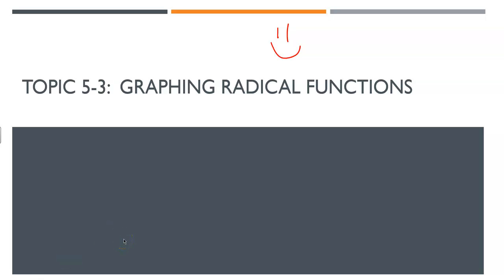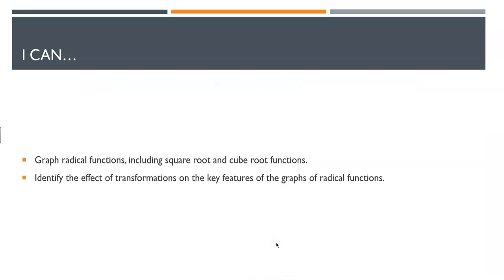Class. This is Miss Green, and here we're going to look at topic 5.3. We're going to graph some radical functions. We want to be able to graph radical functions, which includes the square roots and the cubic roots, and then we're going to look at some key features when we transform these functions. Remember, the key features would be domain, range, things like that. We've done that with other functions, and now we're going to do it with radical functions.